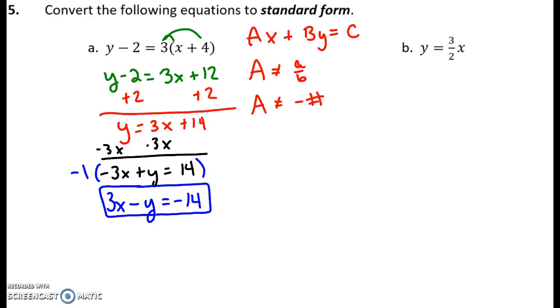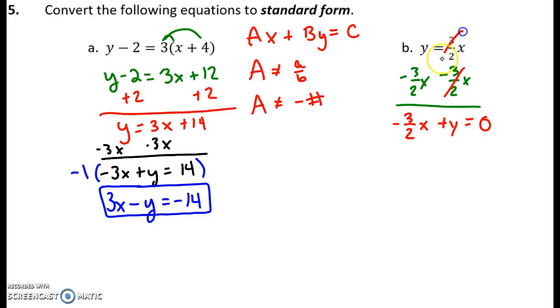For the next one, notice there is no intercept. That would be plus 0, which we don't write. X and y are not on the same side, so I'm going to need to put x on the same side. So I'm going to subtract 3 halves x to both sides of the equal sign. And if I rewrite this, I get negative 3 halves x plus y equals 0, because there's nothing left on the right side since those are eliminated.